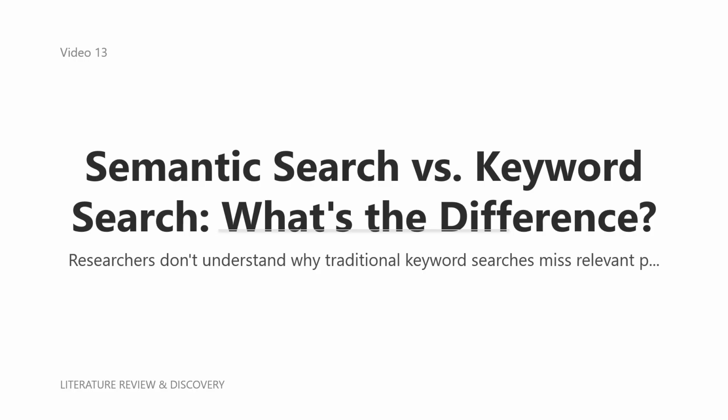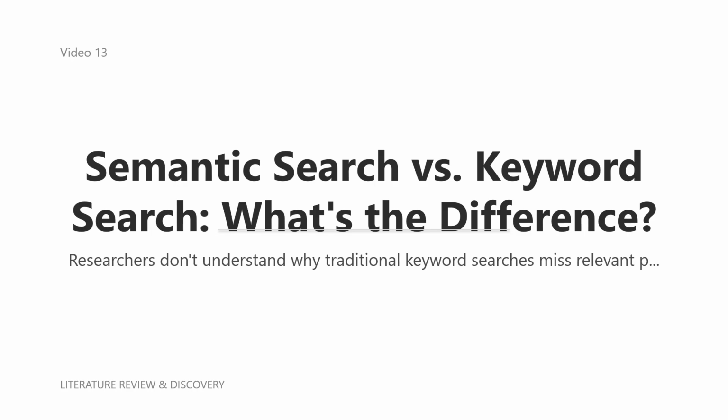Let me explain how keyword search actually works. When you type terms into PubMed, Web of Science, or Google Scholar, the search engine looks for documents containing those exact words. It's pattern matching. Does the document contain these character sequences? Boolean operators give you some control: AND requires both terms, OR accepts either, NOT excludes. Wildcards help with variations, but you're still fundamentally matching strings of characters.